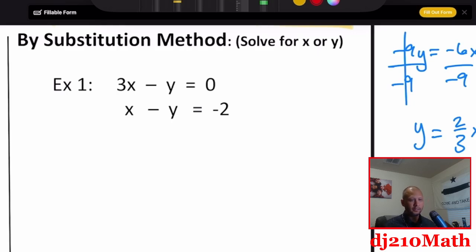All right, so let's get into the substitution method, picking up from the elimination method. That's what we did prior. The substitution method is just like the name, substitution. So we're going to sub in one of the variables. We need to solve for either x or y, whatever is most convenient. That's what we're going to solve for.